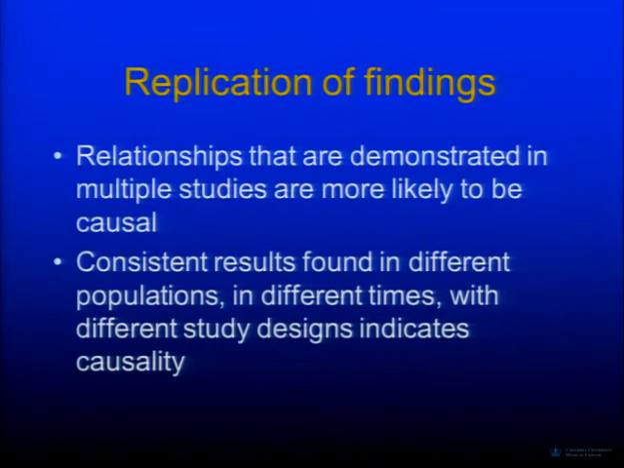Another thing that I alluded to earlier is the replication of findings. The relationships that are demonstrated in multiple studies are more likely to be causal. So if you have 2 papers, they both show the same association and it makes sense, you're more likely to think there's an association there than if you have one paper that shows a positive relationship and the other that shows none. And rarely this isn't required, like I said, that one study where we were looking at DES exposure and vaginal cancer.